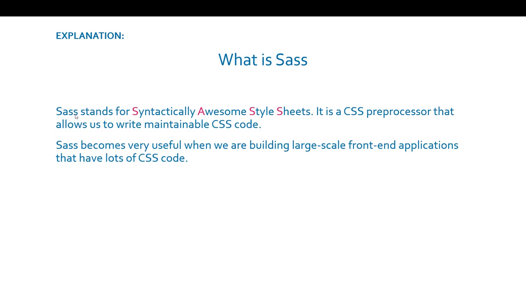Like I said in the introduction of this section, Sass is a framework that is written in Ruby. So it brings to styling all the programming power of Ruby. If we are working with complex front-end styling, CSS does not really cut it. To be able to handle all those complex interactions, we move up to the level of Sass, which is a programming language. This allows us to use programming constructs to create our style. Sass becomes very useful when we are building large-scale front-end applications that have lots of CSS code. That is where Sass shines. If you are building a very large-scale application, then Sass is a very important tool to add to your toolbox.